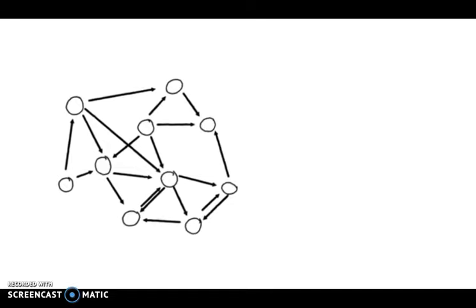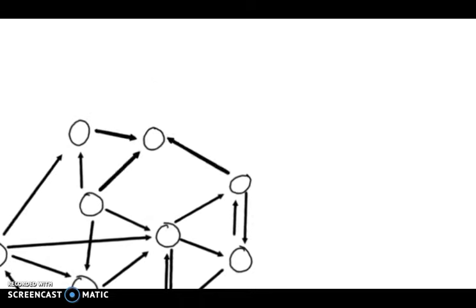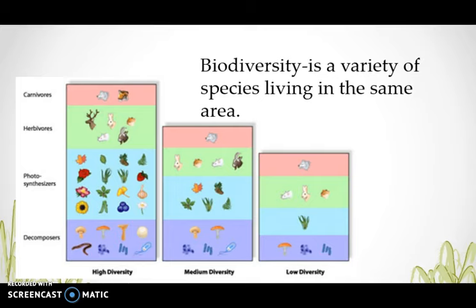Not all interactions within a given ecosystem or network are exactly the same strength because some species have stronger interactions with each other than they do with some other species. So essentially, biodiversity is a variety of species living in the same area.